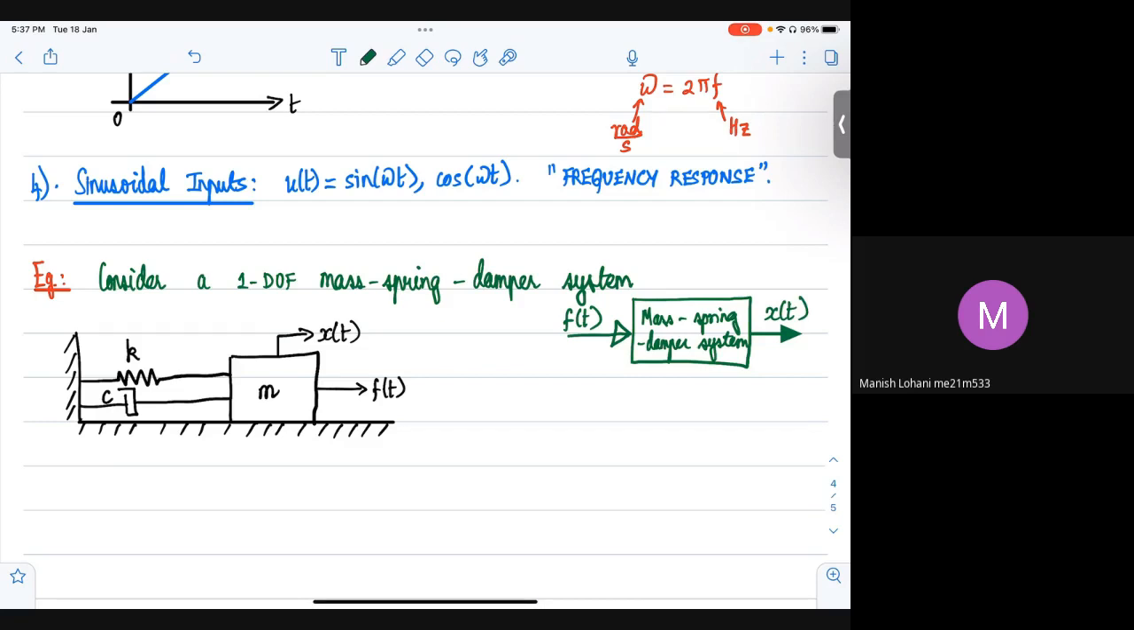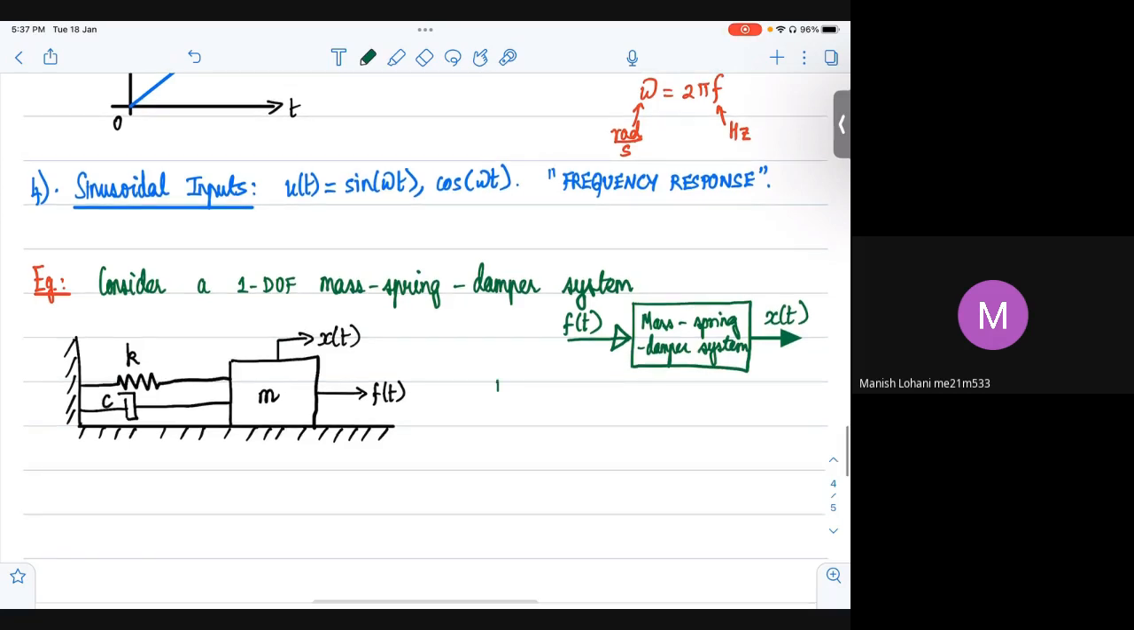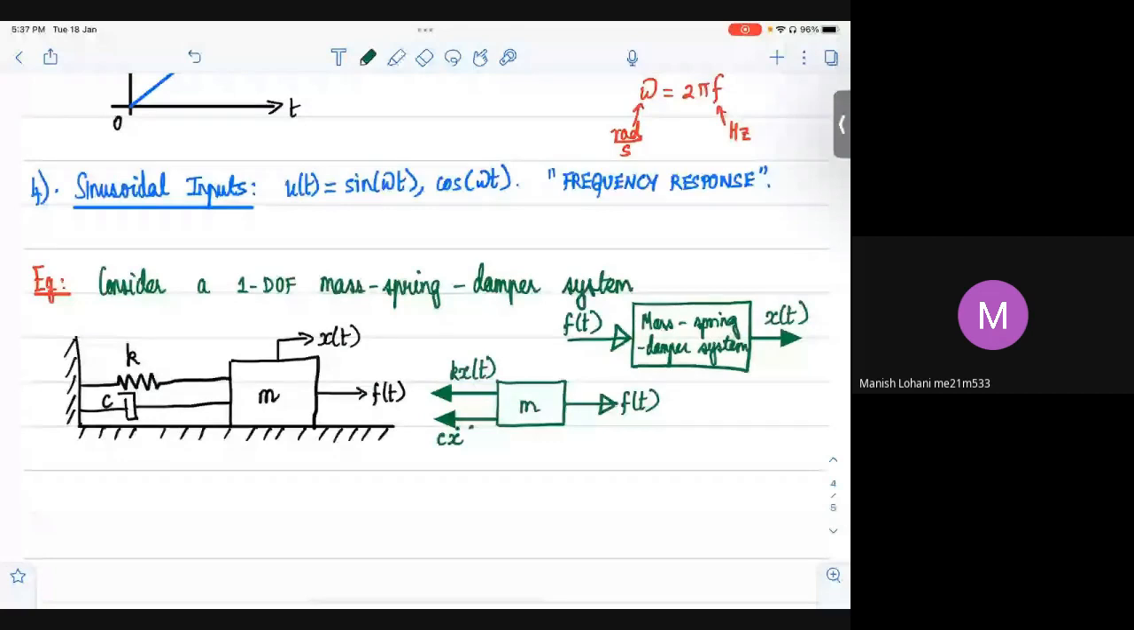So I'm giving a force f(t) to the mass, and then we are getting a displacement x. If I have to write down the equation of motion using Newton's second law, let me draw the free body diagram of this mass, m. I have this force f(t) applied in this direction. Then one of the restoring forces comes from the spring, that is going to be kx(t), and the force from the damper is going to be c x dot. That is going to resist its motion, right? So these are the forces that come in the free body diagram.